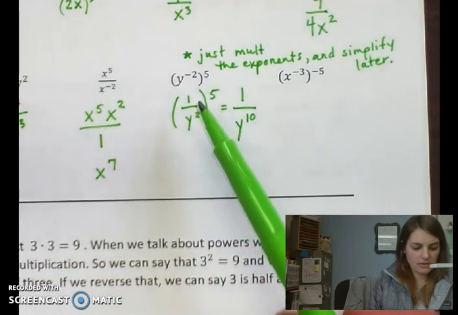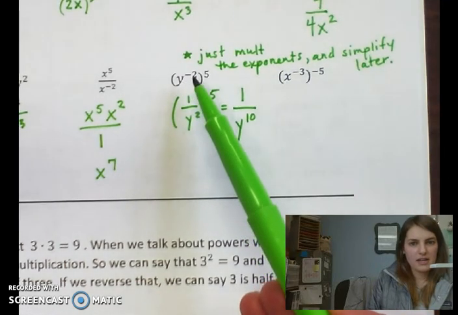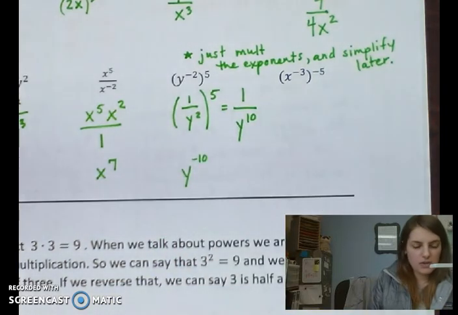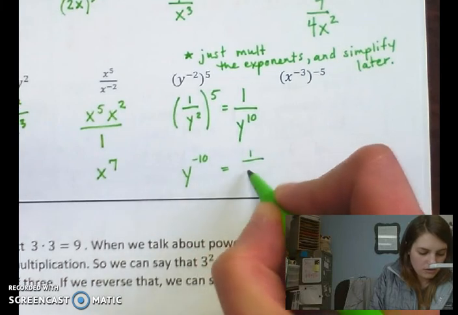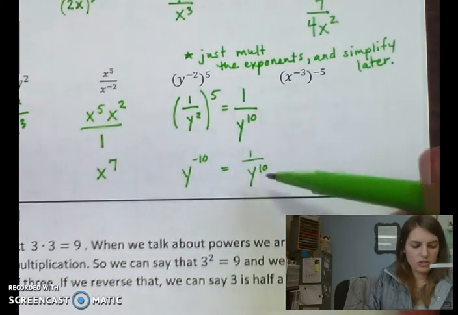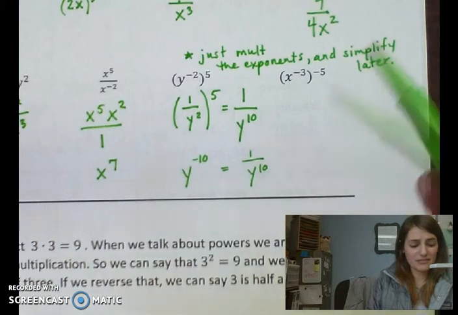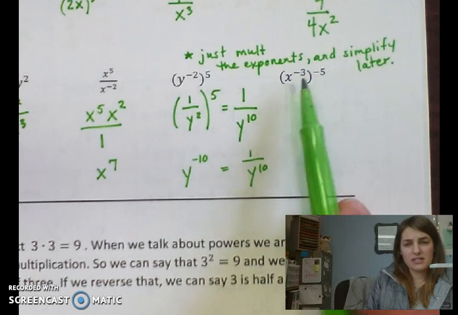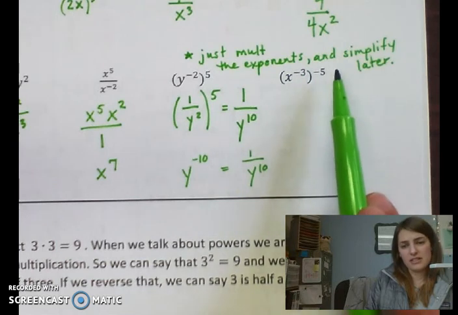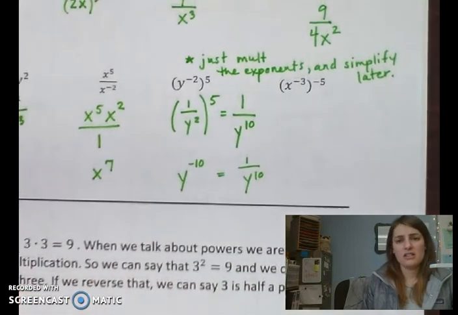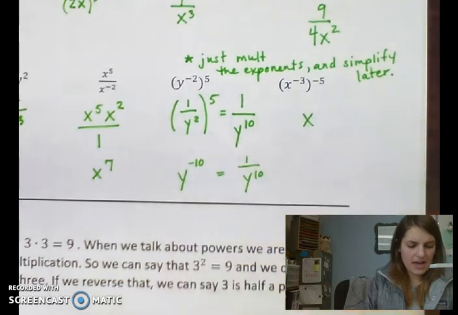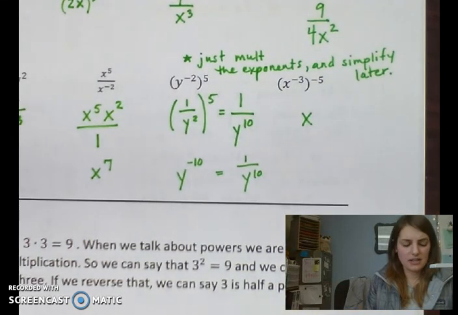So if we do this multiplication, this would be y, and then it's negative 2 times 5. So we have y to the negative 10th. And then we can just fix that by making it 1 over y to the 10th, which is the same as that. Because for this one, that's going to save us a lot of work, because we'd have to fix this negative exponent and then fix that whole big fraction. So if we just do our power to power rule, it'll be x, and then negative 3 times negative 5 is positive 15.